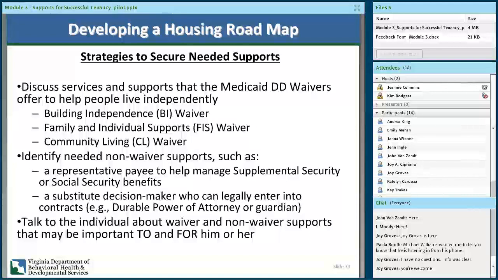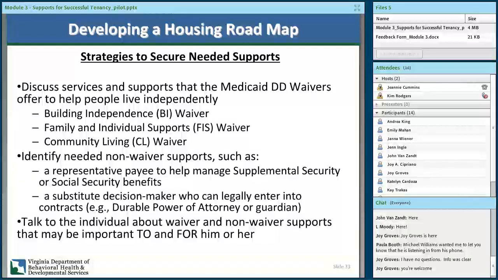Here are some strategies housing guides can employ to help the individual access needed supports. First, talk with the individual about the services and supports the 3 Virginia Medicaid DD waivers offer to help people live independently. Again, those 3 waivers are the Building Independence Waiver, the Family and Individual Supports Waiver, and the Community Living Waiver.